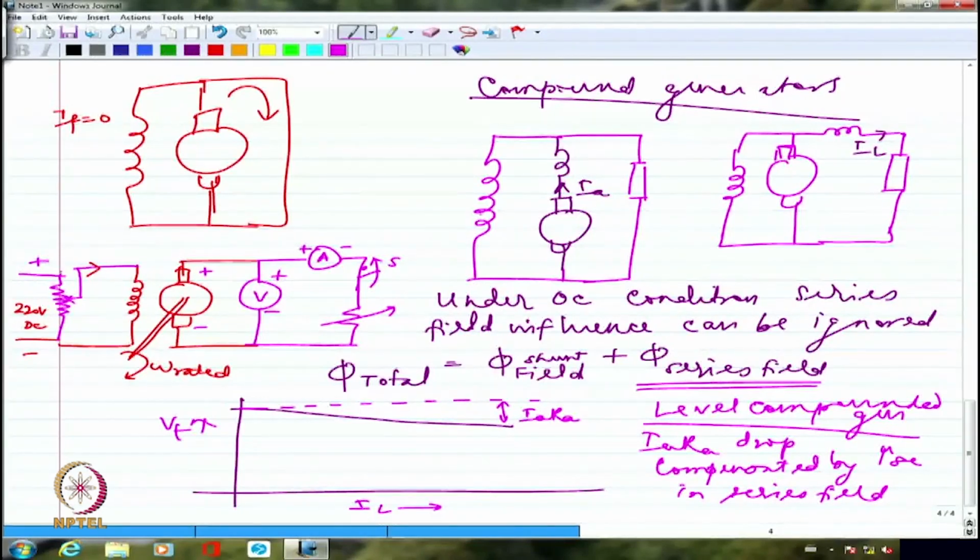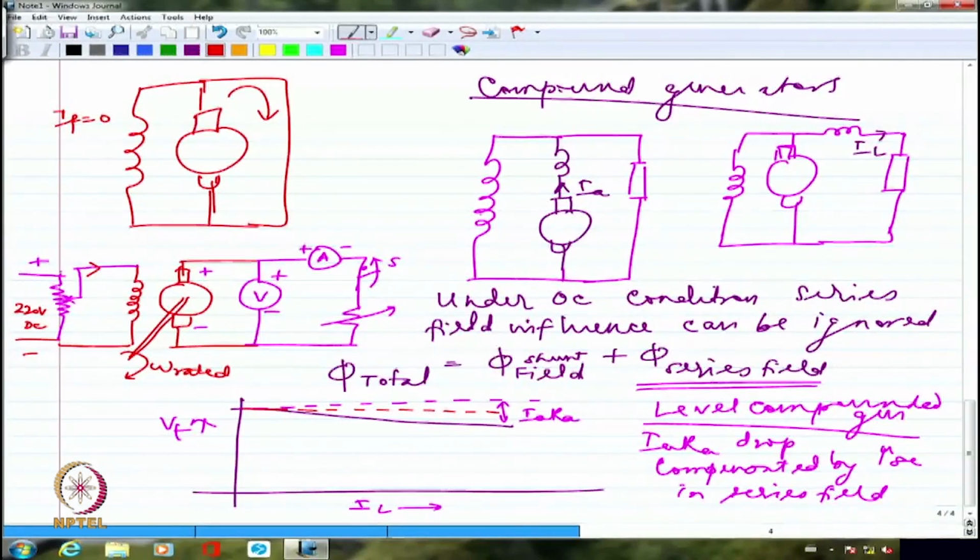Whatever is the increase in the series field, if it is compensating for the IaRa drop, then I can say the terminal voltage is going to be almost constant. If I have some series field influence, but it is not good enough to compensate for the IaRa drop, let us say the IaRa drop is 10 volts, whereas the series field voltage generated is only 8 or 7 volts, then I am still going to see a drop, and maybe the characteristic will lie somewhere in between the two.